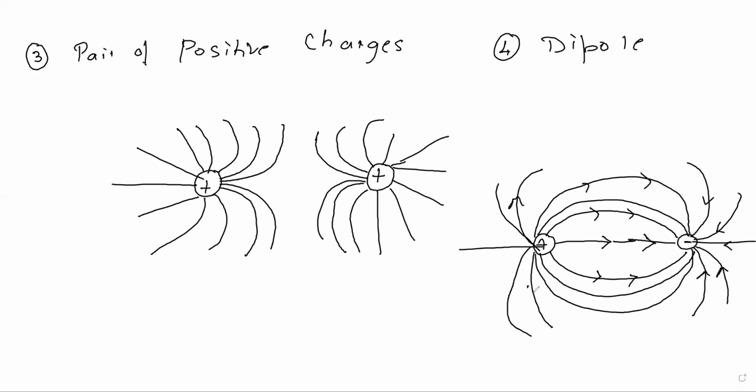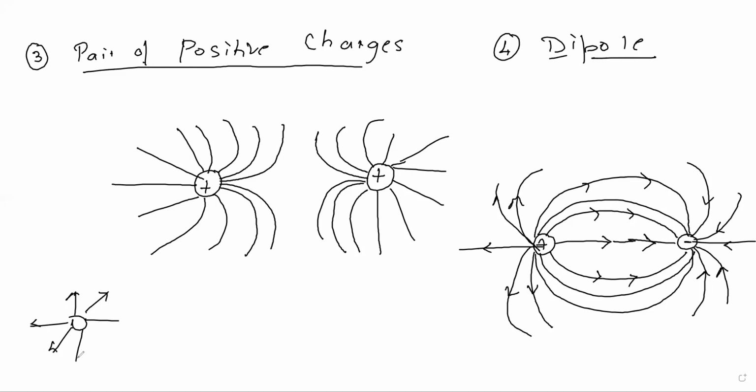Try to practice these diagrams. You may get it for 1 mark. This is for a dipole, that is a pair of unlike charges, positive and negative. This is for a pair of like charges, either positive or negative. And for the positive, it will always be in the outward direction, and if you consider negative, it will be in the inward direction. Got it? Cleared? So this was a simple concept, electric field lines.